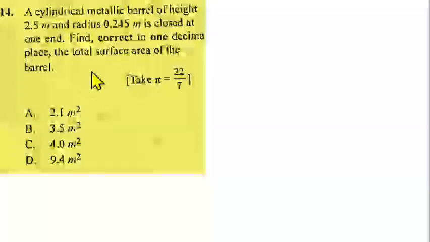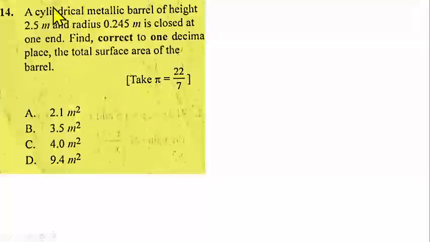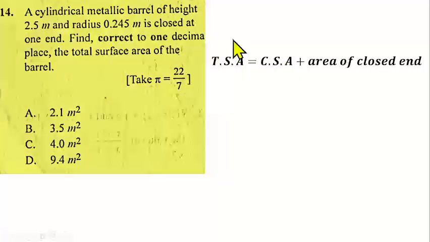Question number 14 is from the mensuration of solid shapes. You are told that a cylindrical metallic barrel of height 2.5 meters and radius 0.24 meters is closed at one end. You are to find, correct to one decimal place, the total surface area of the barrel. So we are talking about the mensuration of solid shapes here. In this case, we are measuring a cylinder. So the total surface area of a cylinder with one closed end is the curved surface area of the cylinder plus the area of the closed end.